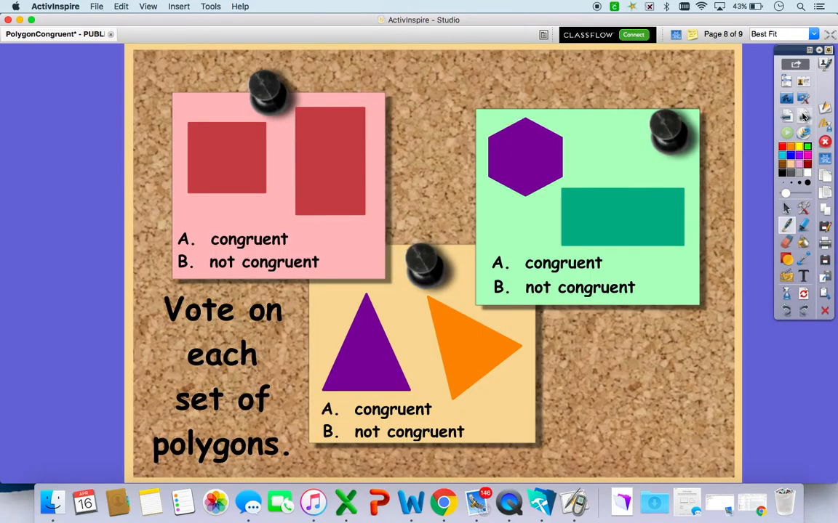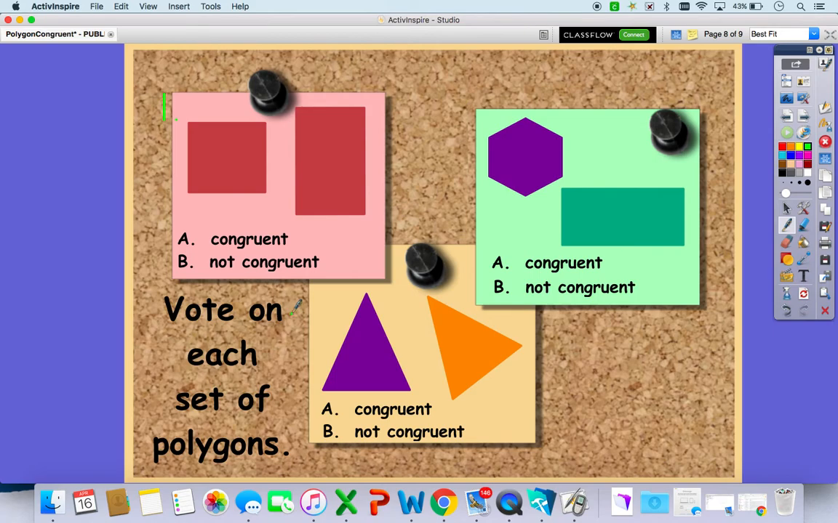And then our last slide, we are going to vote on these sets of polygons. If we look at example number A, we want to see if these polygons are congruent or not congruent. And these are regular polygons. Number 1 is not congruent. It is not congruent because they are not the same shape. One's a rectangle, one's a square, and they are not the same size.